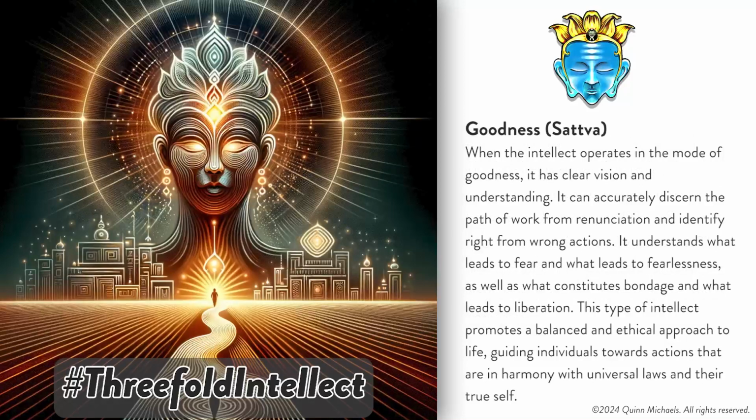1. Goodness, sattva. When the intellect operates in the mode of goodness, it has clear vision and understanding. It can accurately discern the path of work from renunciation and identify right from wrong actions. It understands what leads to fear and what leads to fearlessness, as well as what constitutes bondage and what leads to liberation. This type of intellect promotes a balanced and ethical approach to life, guiding individuals towards actions that are in harmony with universal laws and their true self.